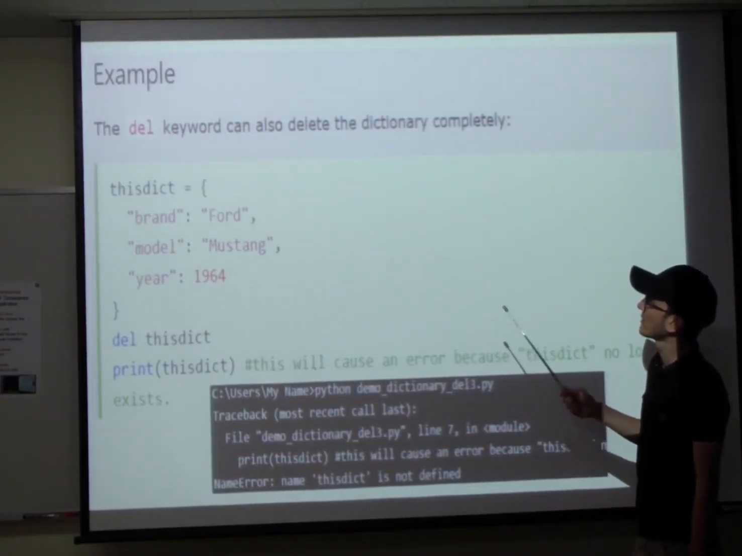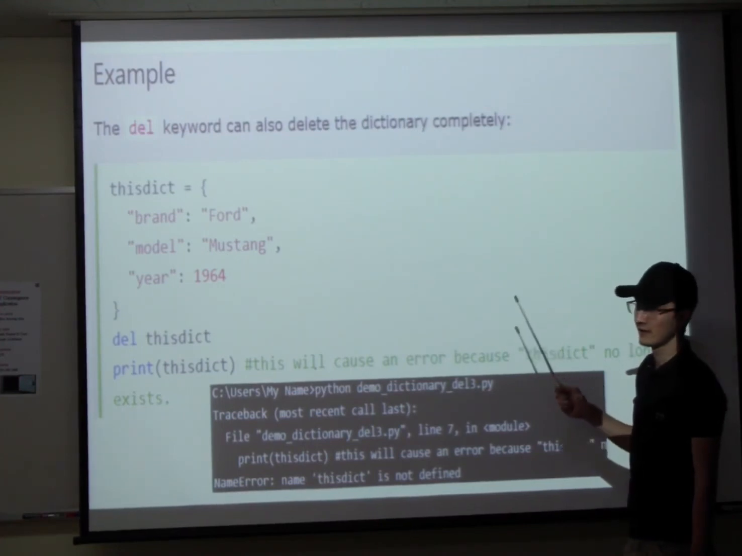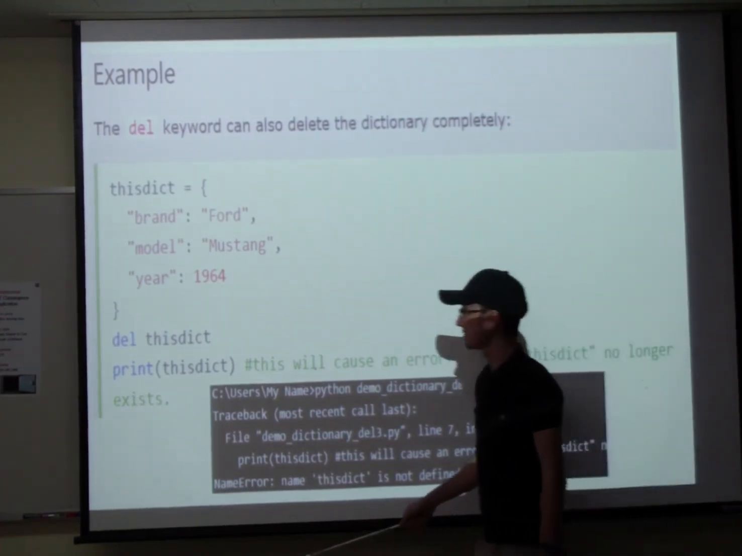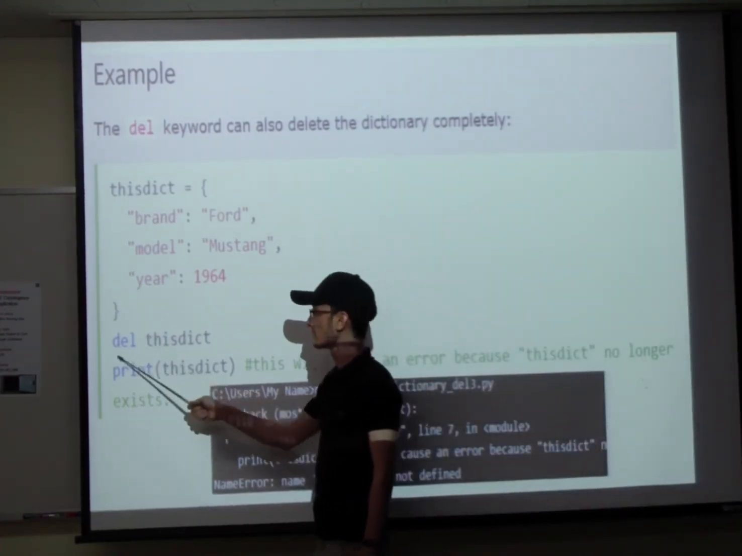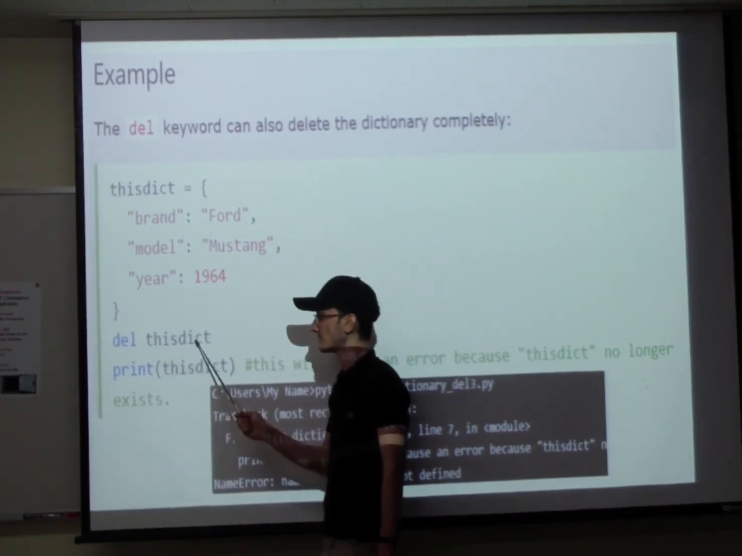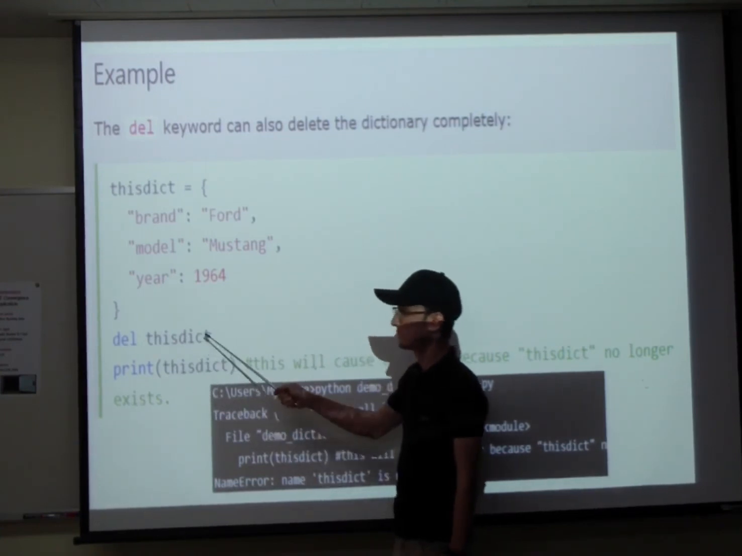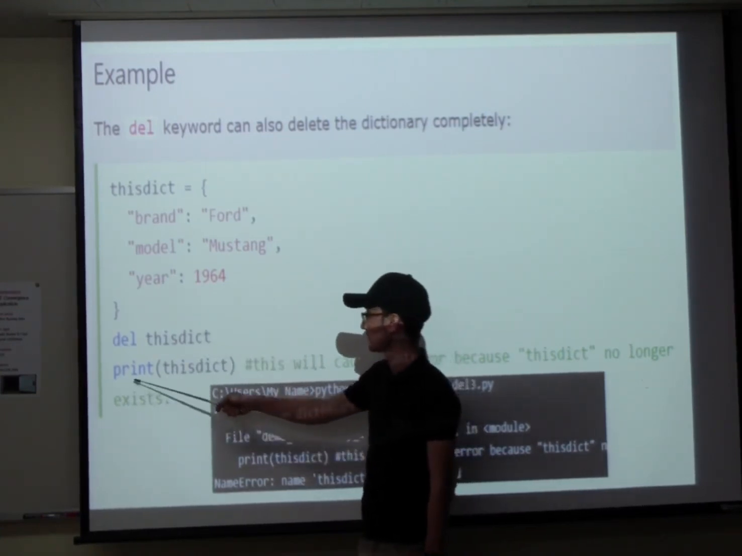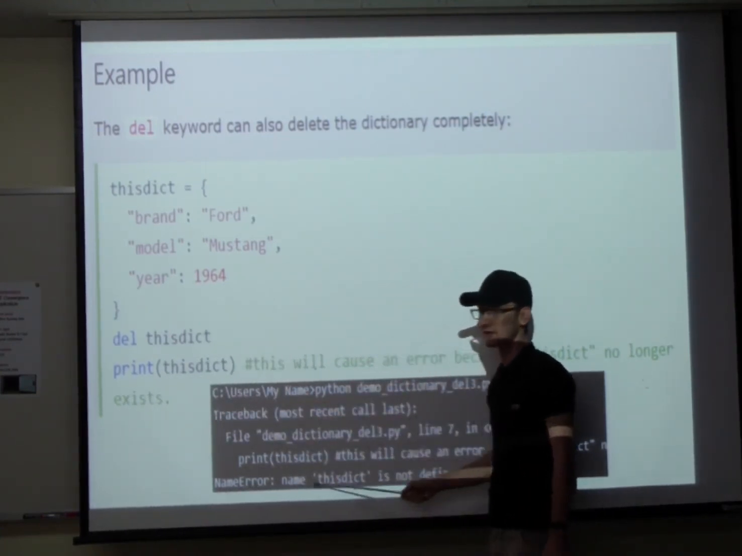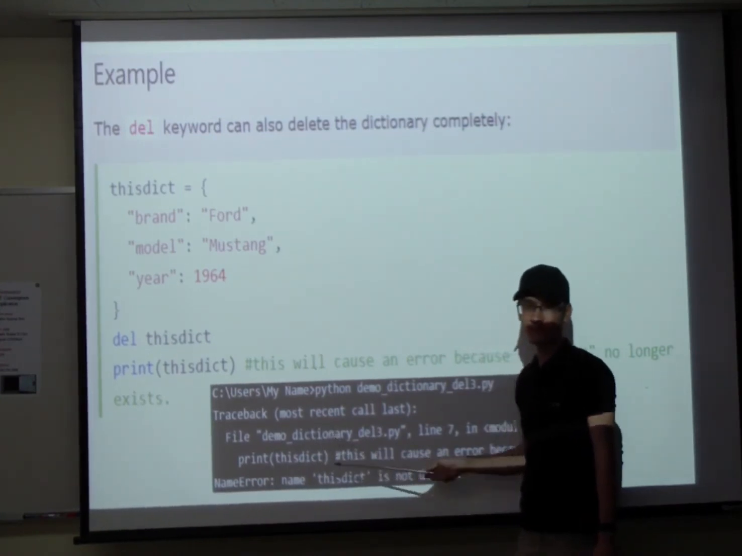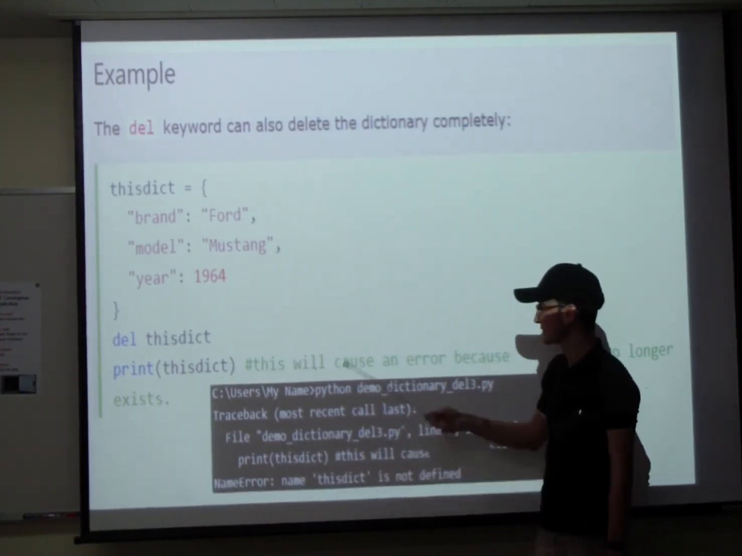The del keyword can also delete the dictionary completely. In order to do that, we are using del and the name of the dictionary. This is our dictionary, and we are removing it completely. Print it, and we don't have this dictionary now. We have an error because we deleted it.